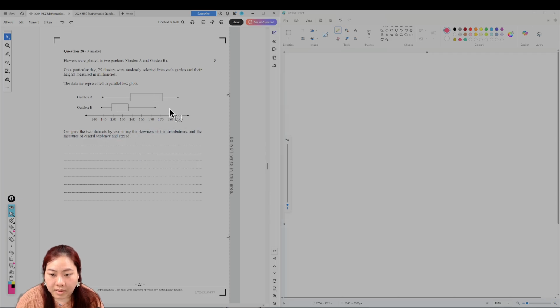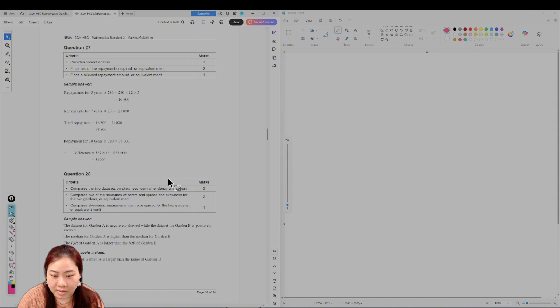And then the spread. Garden A has a lot more variation. It spreads from 145 millimeters to 185 millimeters, whereas garden B is only from about 144 to 172. So it's a lesser spread than garden A. What else does it want to know? I can't be bothered. Let's have a look at the answers.